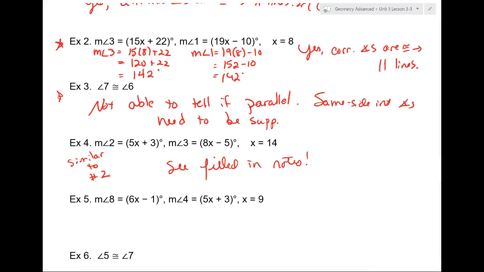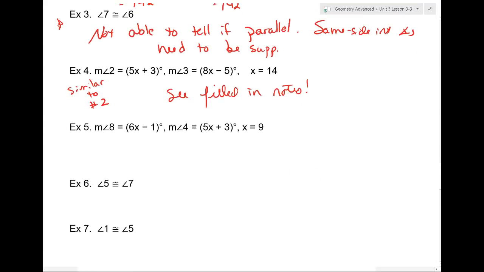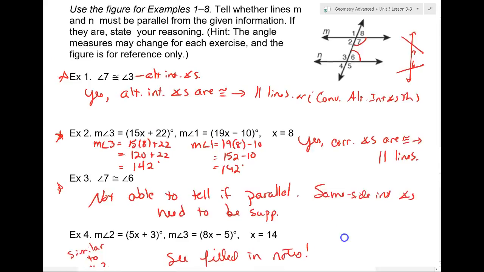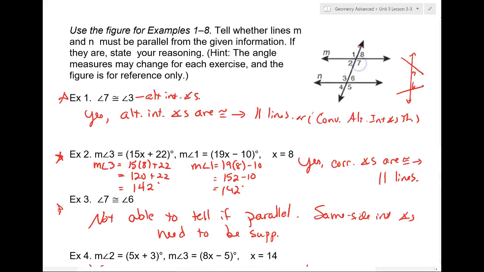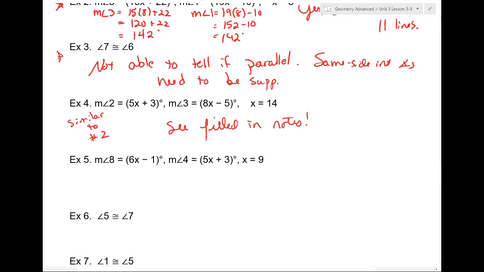All right, let's look at the next one. Let's look at example 5. It says the measure of 8 and 4. So I'm looking at 8 and 4. So up here I have 8 and 4. Those are what type of angles? Exterior. So I need them to be what? Congruent. So are they? Let's check real quick.